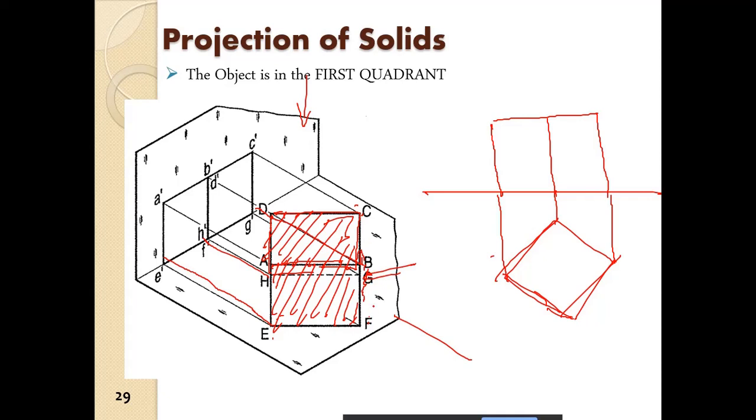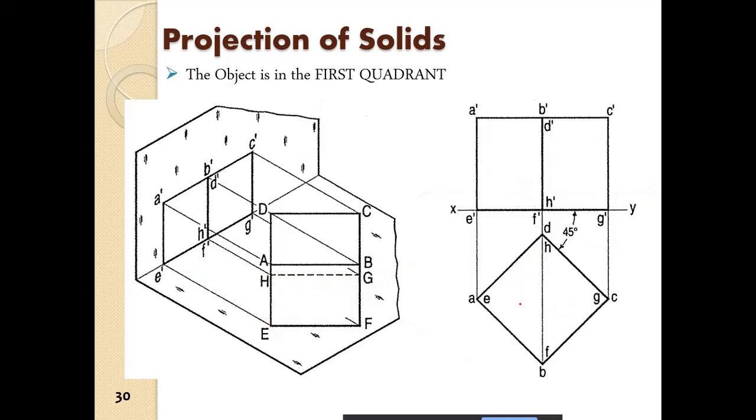FGBC is one plane. So this is FGBC, and this is BFEH. So this plane and this plane. All right, and from the top you will see this surface ABCD. Okay, so that is the solution.